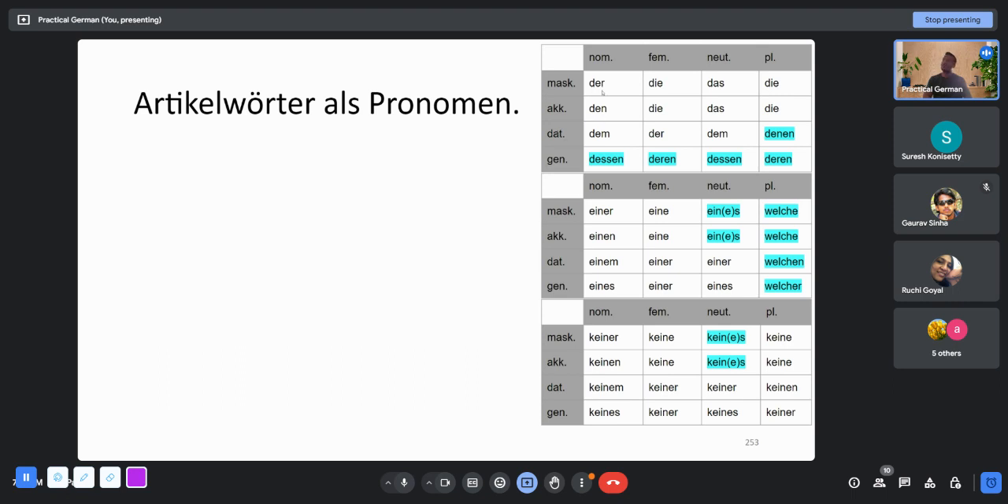Anyone want to read the entire table aloud? Gaurav, you can read, no problem. Just read the definite article first. Der, die, das, die, den, die, das, die, dem, der, dem, den, dessen, deren, dessen, deren. Indefinite article: einer, eine, eines, welche, einen, eine, eines, welche, einem, einer, einem, welchen, eines, einer, eines, welcher. Pronounce it welche, welcher.